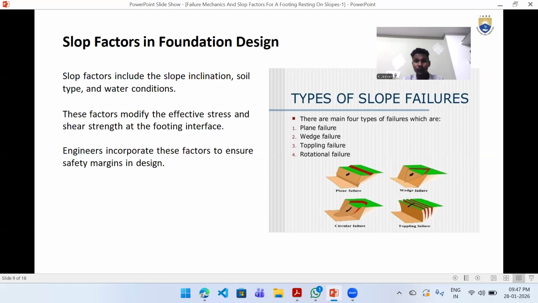Types of slope failures. There are four main types of failures, which are plane failures, wedge failures, toppling failures, and rotational failures. You observe in the foundation design, they give an example of types of failures.